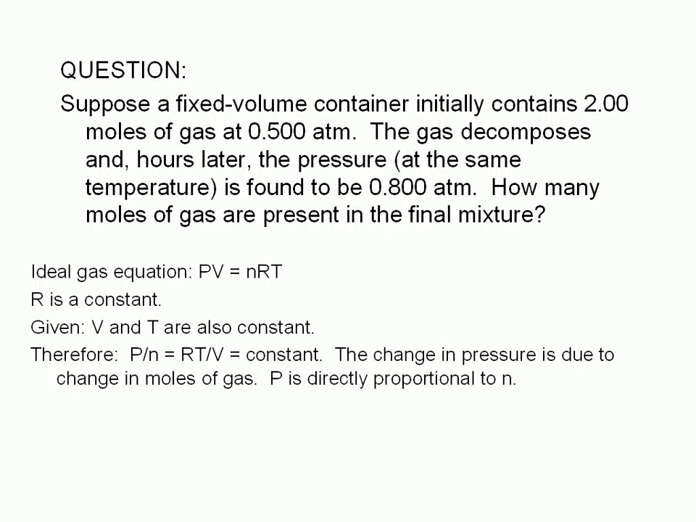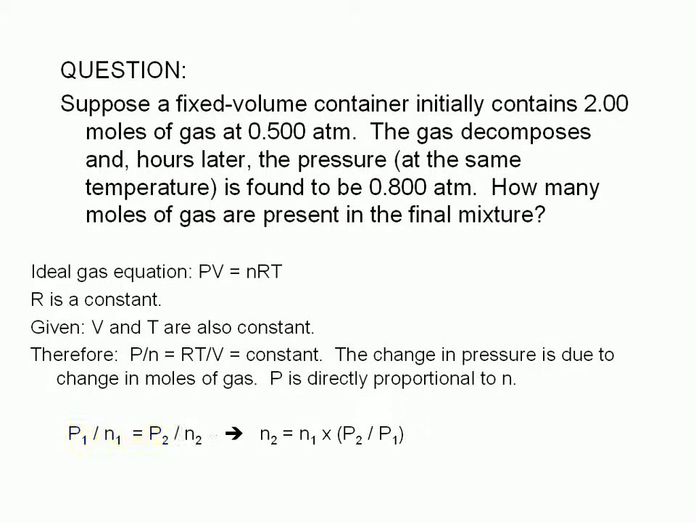In other words, the increase in pressure given in the problem, from 0.500 atmospheres to 0.800 atmospheres, is due to an increase in the number of moles of gas as a result of the reaction. We have enough information here to figure out the final moles of gas. If we refer to the initial pressure and moles as P1 and n1, and the final pressure and moles as P2 and n2, then we know that for this particular problem, where V and T are constant, P1 over n1 must be equal to P2 over n2.